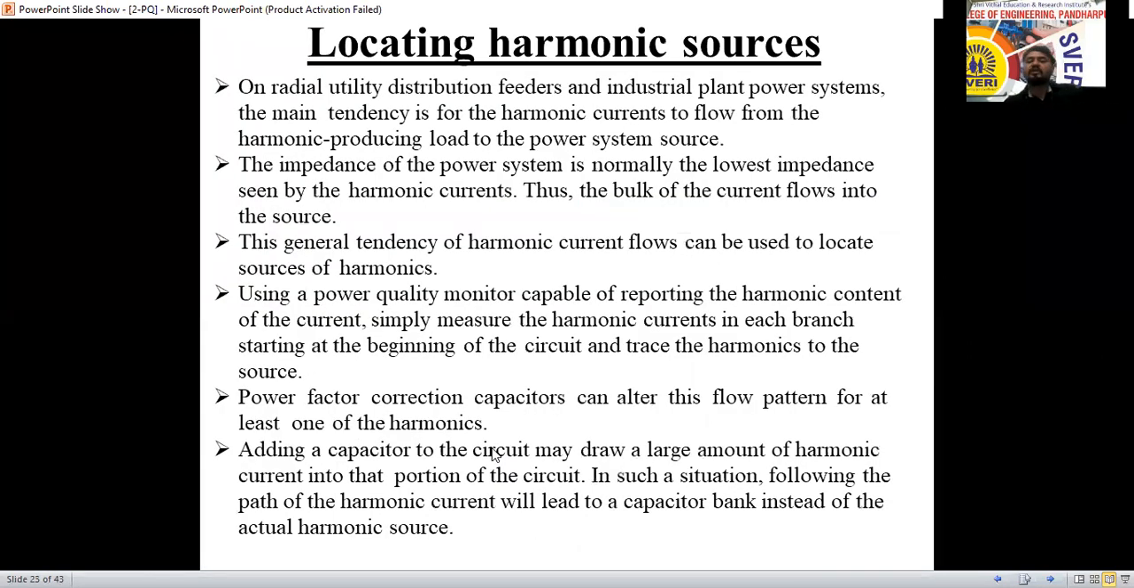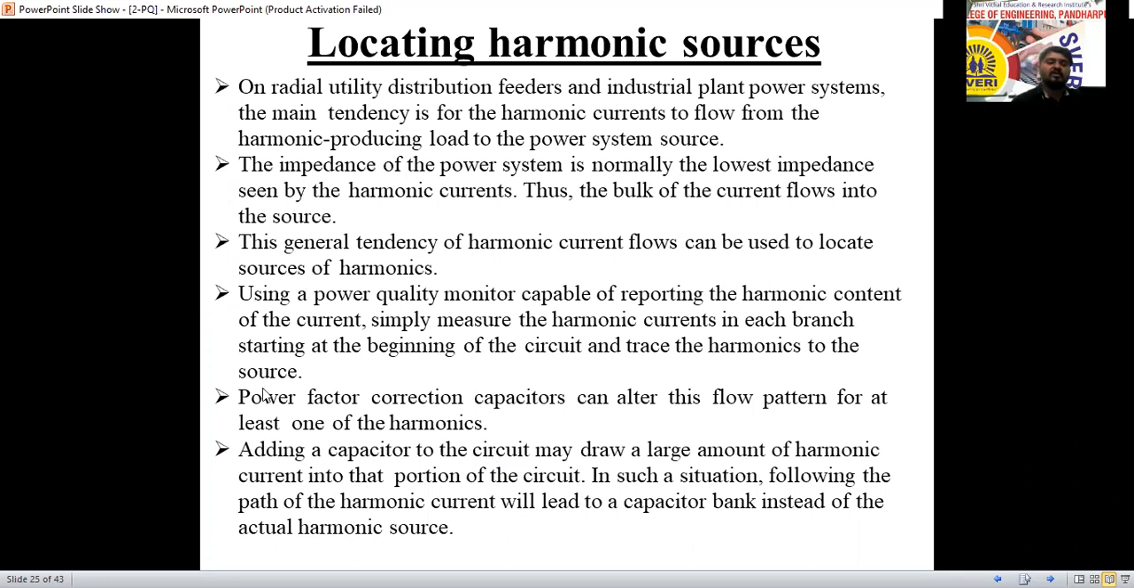So in locating harmonic sources, we understood that harmonics will be produced because of power converters, fluorescent lamps, arc furnaces, and automatic speed control. How do we identify the location of that? That is called locating harmonic sources. We have to locate it here.